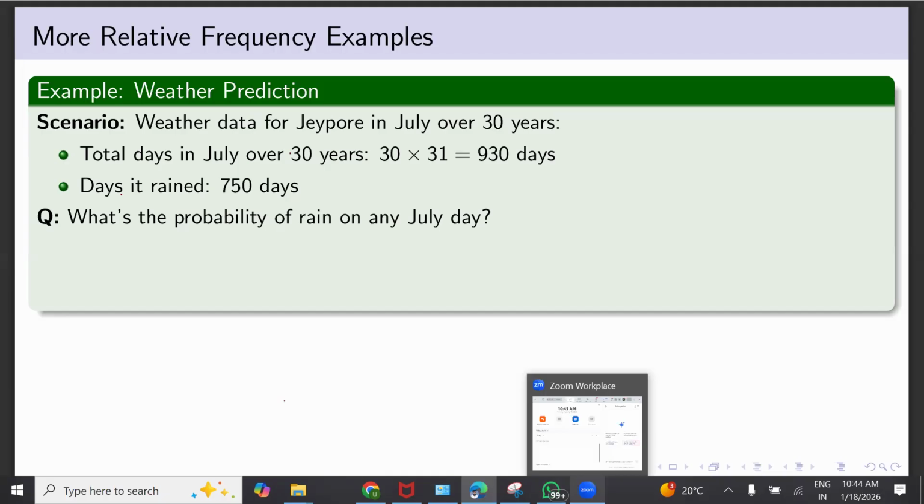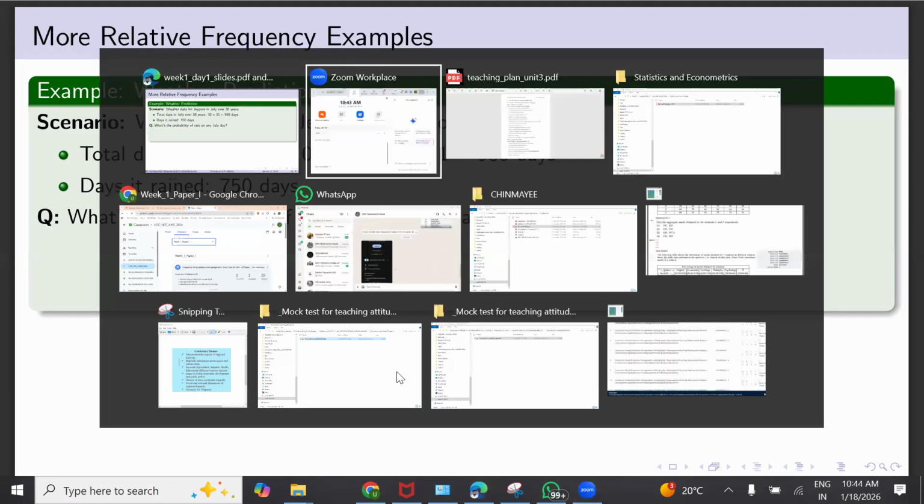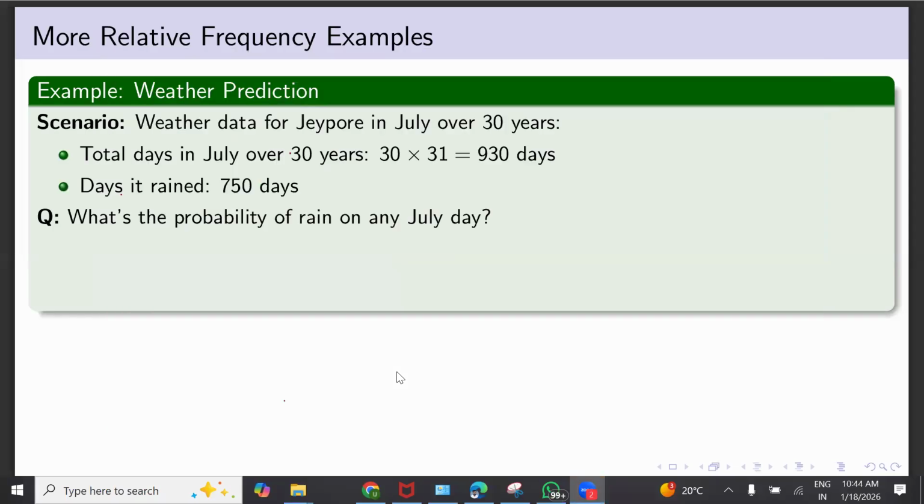Yes, Madhusmita, are you there? Yes, sir. What is the probability? I am not able, sir, to think this. 80%. Huh? 80%. 0.80 means 80%. Okay. Chinmay? Chinmay is not there. Okay, very good.